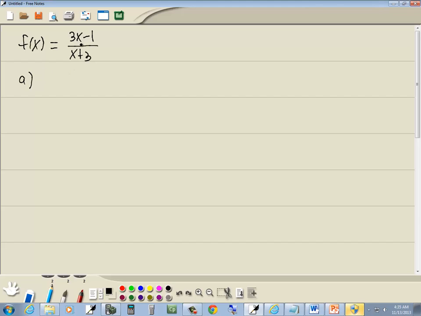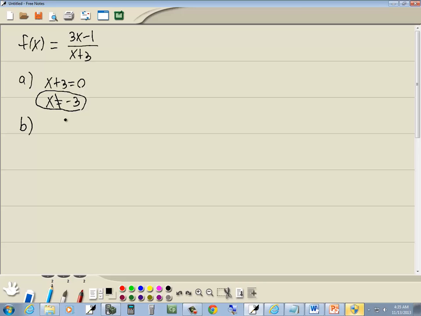Whenever you have a rational function, a single fraction with x's in the denominator, you're going to set your denominator equal to 0 and solve it. So we've got x plus 3 is equal to 0. Take the 3 over, and we get x is equal to negative 3. Now this is the answer we cannot have. If I put negative 3 in for x, I get negative 3 plus 3, or 0, in the denominator. So x cannot equal negative 3.